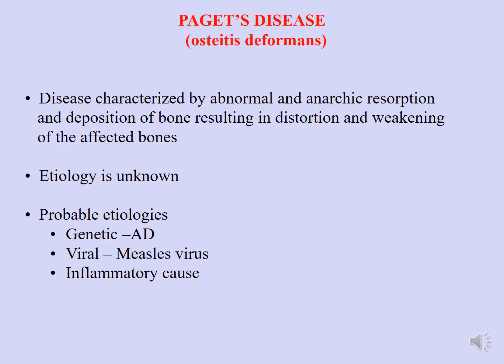Okay, now let's look at the next lesion, which is Paget's disease. Paget's disease is also called osteitis deformans. This disease is characterized by the abnormal and anarchic resorption and deposition of bone, resulting in distortion and weakening of the affected bones. Now, again, etiology is not known. There are probable etiologies such as genetic, which is autosomal dominant, viral, such as measles virus, and inflammatory causes. These etiologies are based on research evidence, with the fact that in some patients, the biopsy specimens that have been evaluated have shown measles virus particles, and so on.